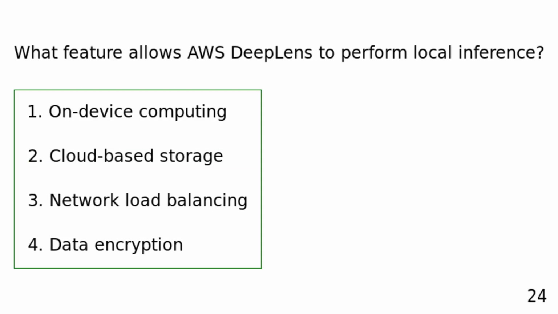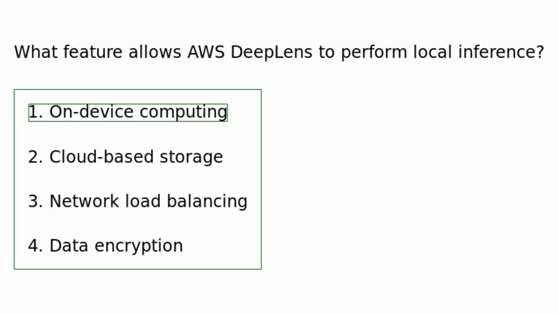What feature allows AWS DeepLens to perform local inference? On-device computing. Cloud-based storage. Network load balancing. Data encryption. On-device computing allows AWS DeepLens to perform deep learning inference locally without relying on cloud resources.